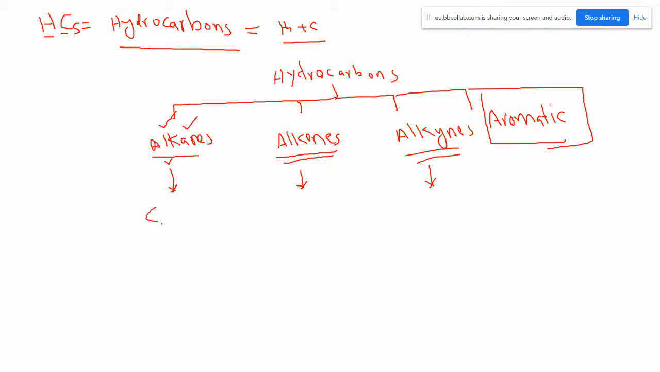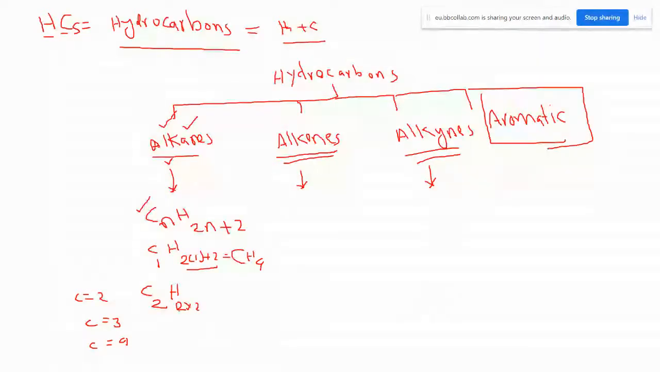For alkanes the general formula is CnH2n+2. If you remember, last time I wrote +2. If carbon is 1, hydrogen should be 2 times 1 plus 2, so it will be CH4. If carbon is 2, it is 2 multiplied by 2, plus 2, which is 4 plus 2, 6. So carbon is 2 and hydrogen is 6. If we have carbon 3, hydrogen should be 8. If we have carbon 4, hydrogen should be 10.